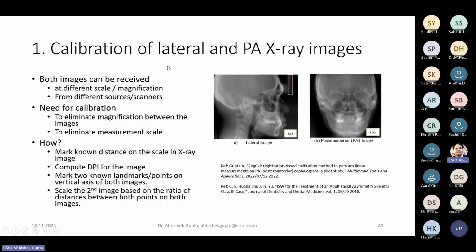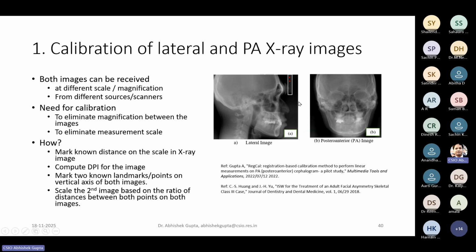First of all, the calibration. The calibration is a major issue. In the lateral image, we use the same calibration method that orthodontists use. Orthodontists plot a few landmarks at a known distance, which is helpful for calibrating the image. But on the PA image, there is no known scale, so that is a calibration challenge. We have created one method, and if you are interested, I have published an article on how to calibrate this posterior-anterior image.